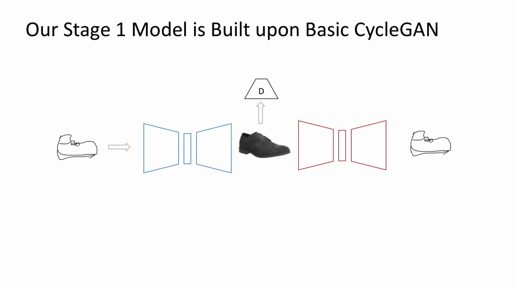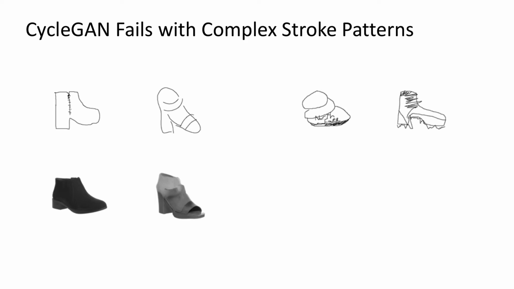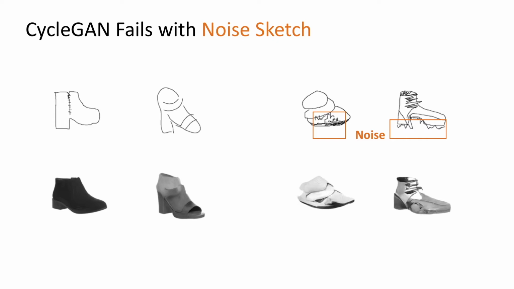Next, we introduce technical details of our model. At stage 1, our shape translation network is built upon basic CycleGAN. CycleGAN can handle simple sketch to photo translation well, even when the training data are unpaired. However, since sketches drawn by different users have different levels of abstraction and different drawing styles, some sketches could have distractive or noisy strokes, and those are really troublesome for CycleGAN. We refer to sketches with complex or distractive strokes as noise sketch.